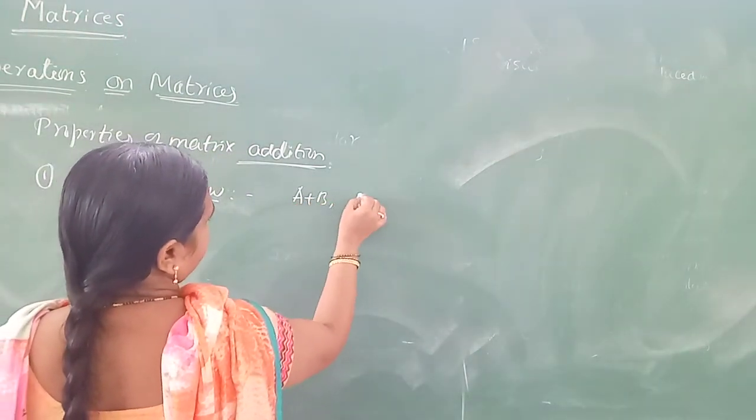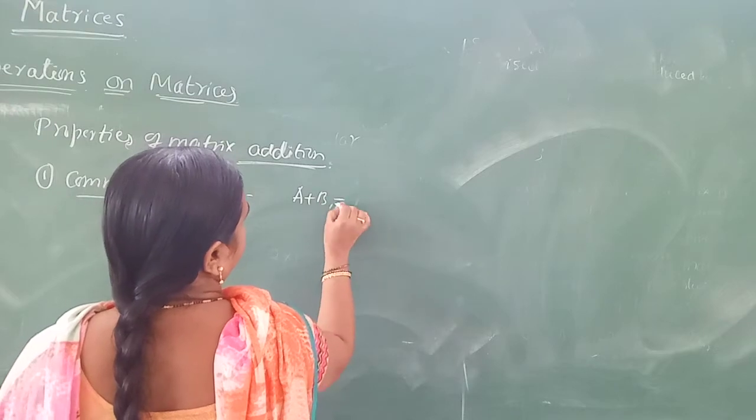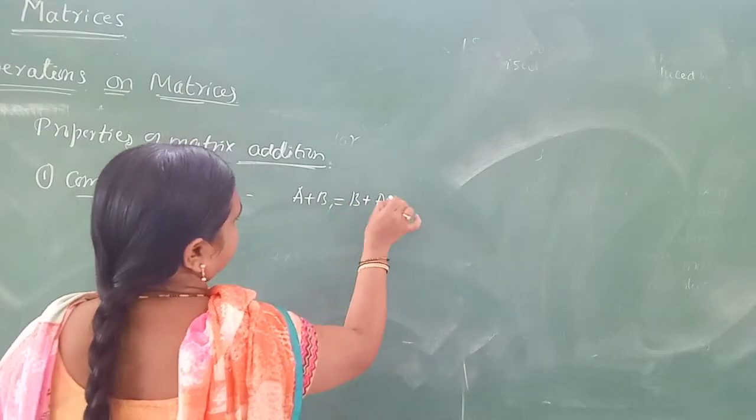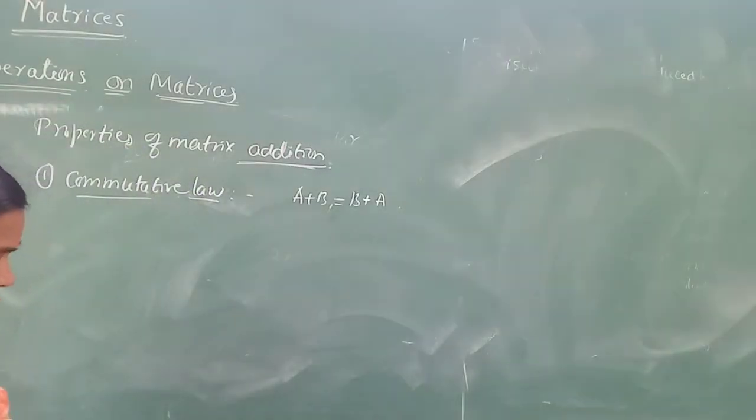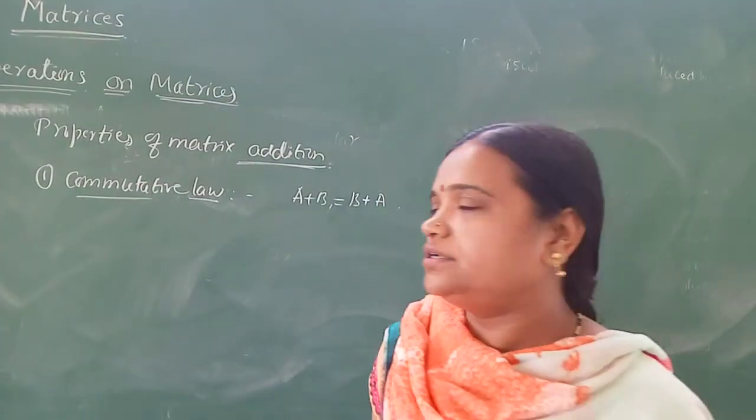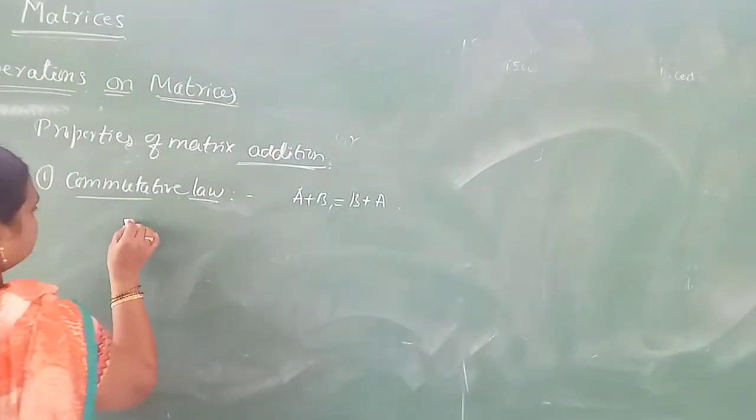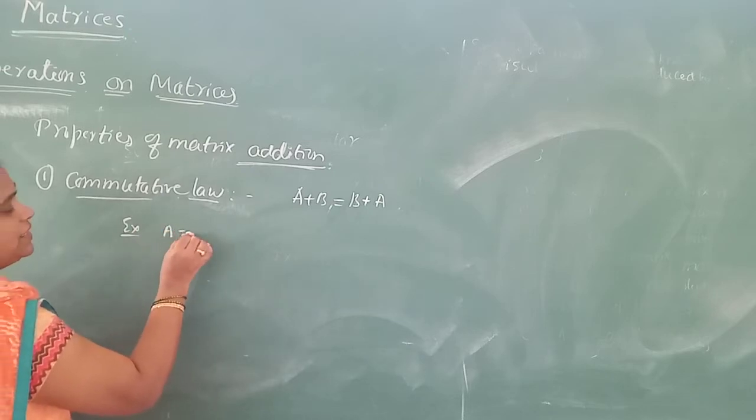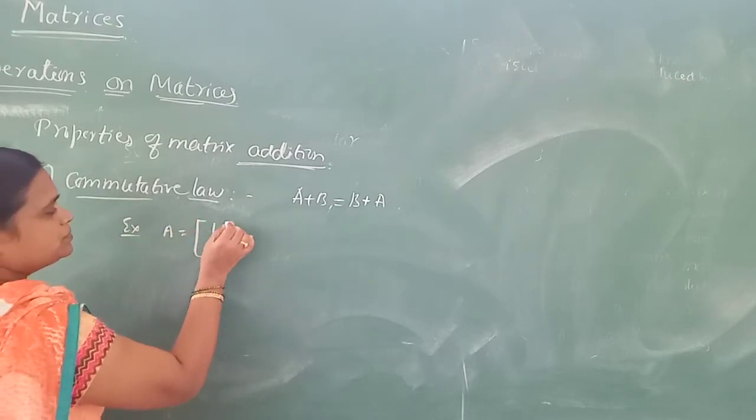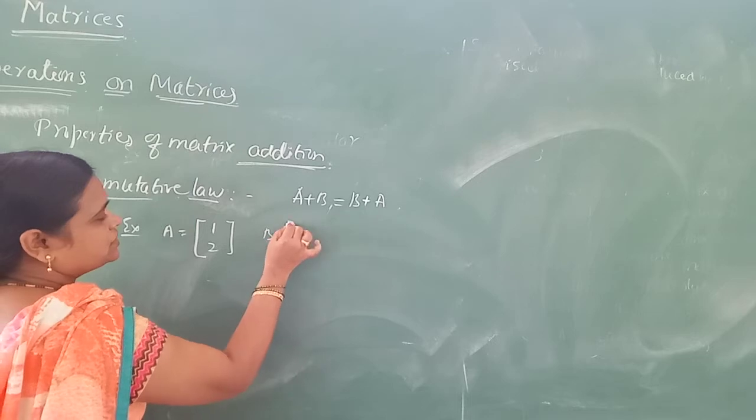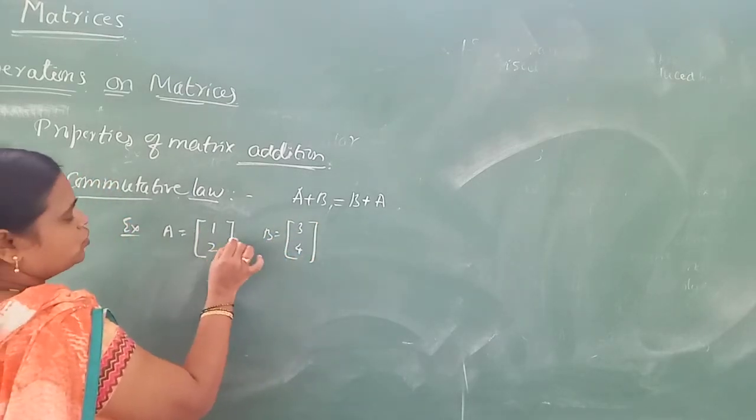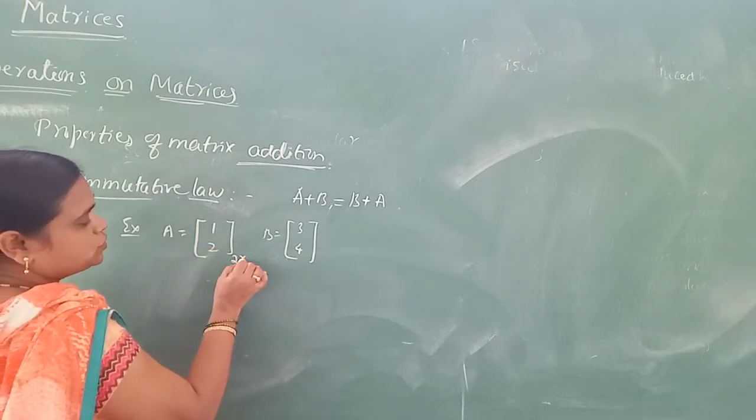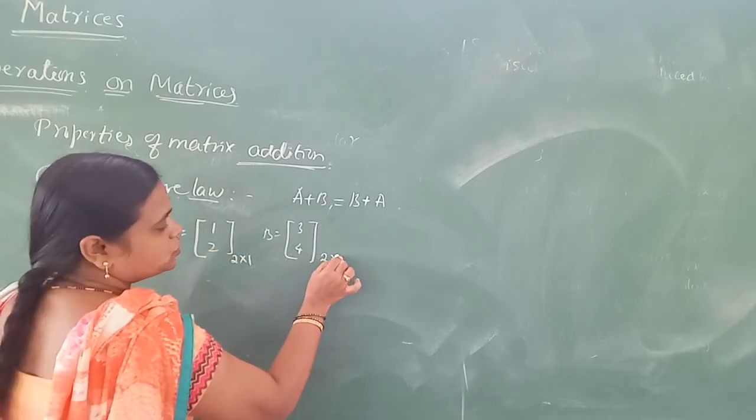this can be written as A plus B equal to B plus A. We have to verify whether it holds good or not by taking a simple example. Consider A as 1, 2 and B as 3, 4. Verify, is it the same order? How many rows? 2 rows, 1 column, 2 into 1. This is also 2 into 1.